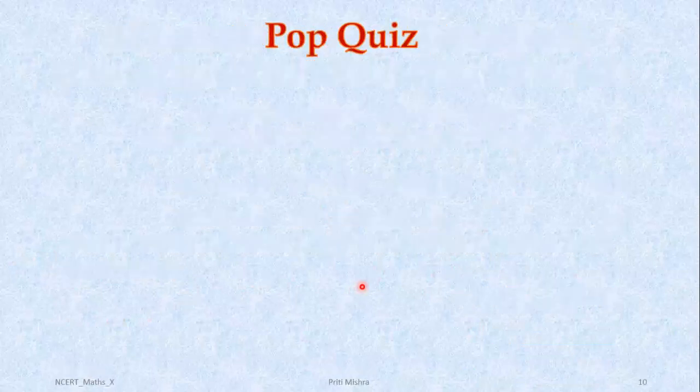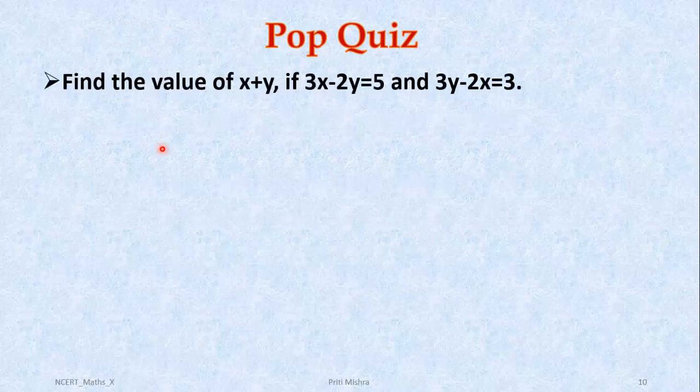Now get ready for the pop quiz. The first question is, find the value of x plus y if 3x minus 2y is equal to 5 and 3y minus 2x is equal to 3. Yes, you need to pick up a pen and paper to solve these equations. I am telling you the answers here, as it is not a single line solution. So you solve it.